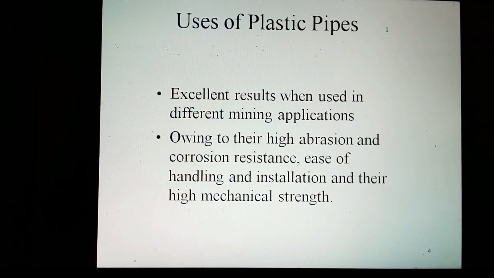Polyethylene pipes have yielded excellent results when used in different mining applications, owing to their high abrasion and corrosion resistance, ease of handling and installation, and their high mechanical strength.